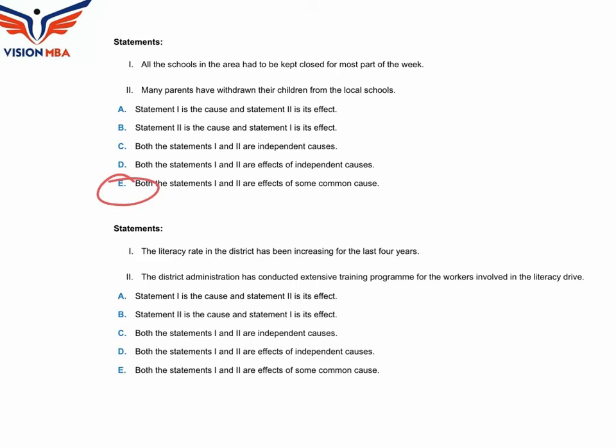Definitely sentence 2 is the cause, and the first is the effect of it. The district administration has conducted an extensive training program for the workers involved in the literacy drive. So of course people were pushed towards literacy, to be educated, and that is the reason the literacy rate in the district has been increasing for the last 4 years. So statement 2 is the cause and the first is the effect. So here B is the answer, guys.